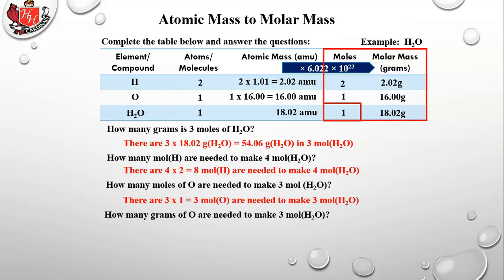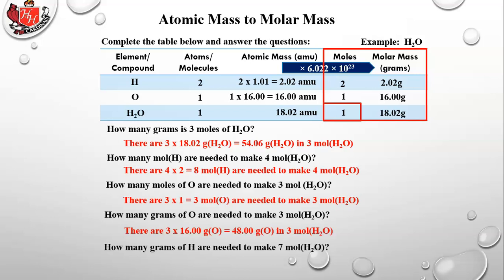How many grams of oxygen are needed to make 3 moles of H2O? So 1 mole of H2O in the little red box, you're going to multiply that by 3. So that means you have to go up to where you see grams and molar mass, grams of oxygen. That's over there where you see the 16. So if you want 3 moles of water, you need 3 times 16 grams of oxygen, which is 48 grams of oxygen in 3 moles of H2O.